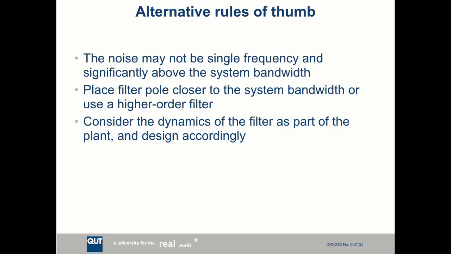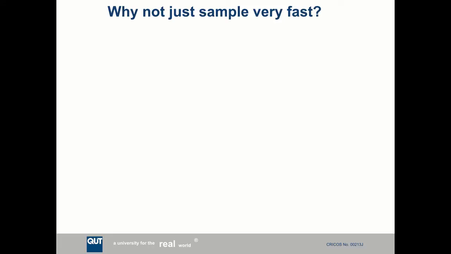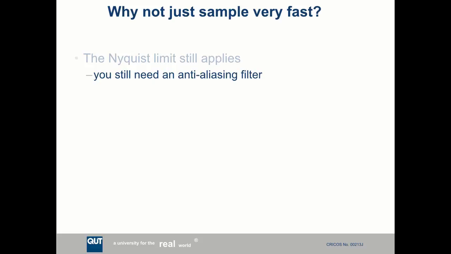There's a couple of reasons why you don't do that. Well, the first is that the Nyquist limit still applies. So even if you sample at 10 kilohertz, noise at 11 kilohertz is going to come back and bite you. So you're still going to need an anti-aliasing filter to get rid of any noise above 5 kilohertz, which is going to come back and bite you. So you still need an anti-aliasing filter. So you haven't won there.